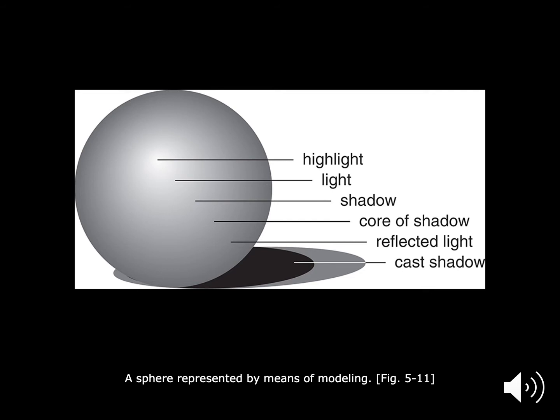Chiaroscuro refers to the balance of light and shade in a work, most often exhibited when the artist transitions from light to dark around a curved surface. Using chiaroscuro on a curved surface is called modeling.